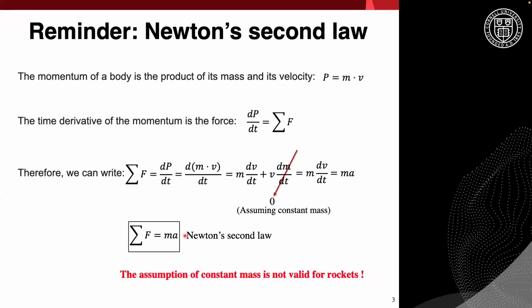However, the assumption of a constant mass is not always valid. Particularly in the case of a rocket, this assumption is not valid. So for a rocket, we need to include the second term in our derivation.